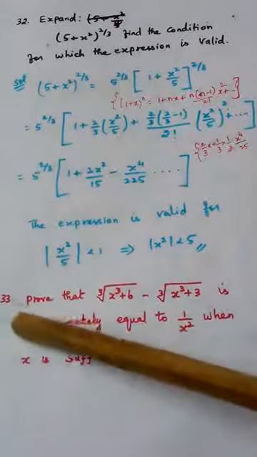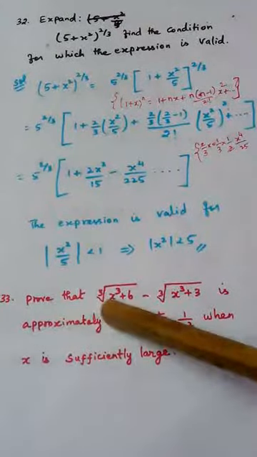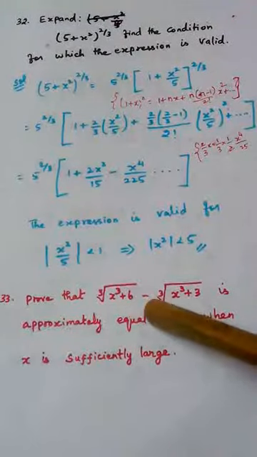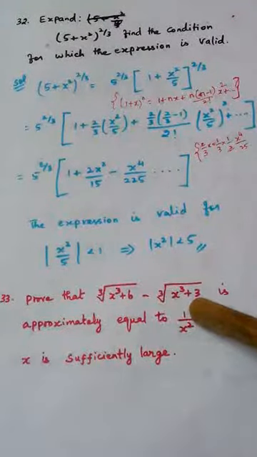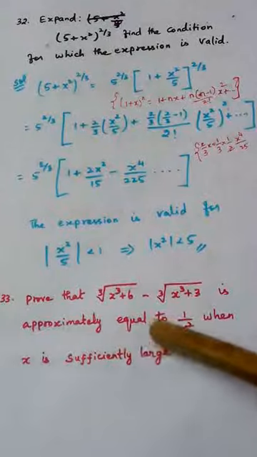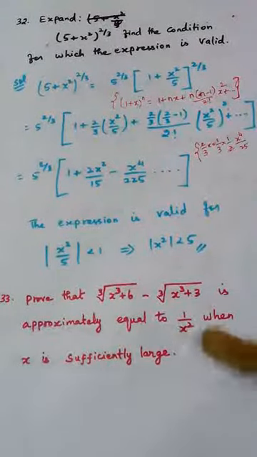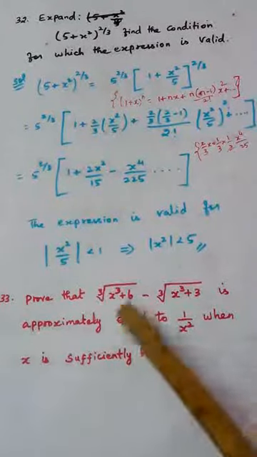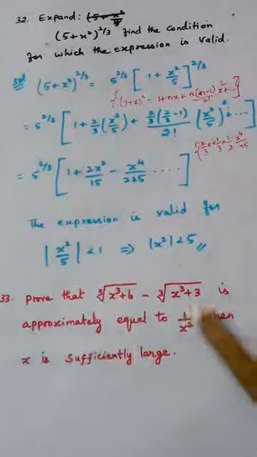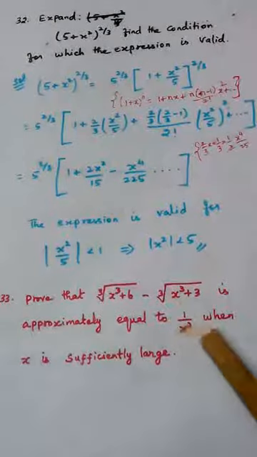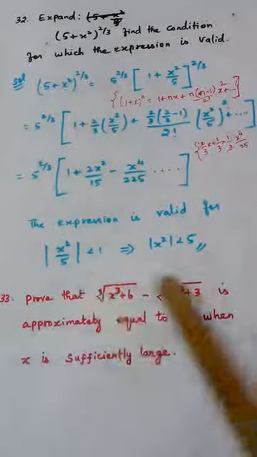Question number 33. Prove that cube root of x cube plus 6 minus cube root of x cube plus 3 is approximately equal to 1 by x square when x is sufficiently large. So you should note this is approximately equal, not exactly, but approximately equal to this value. Which one? When we simplify this one.